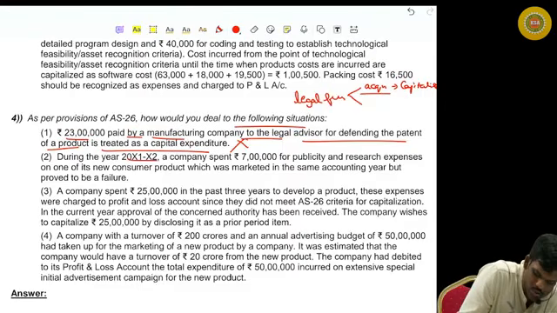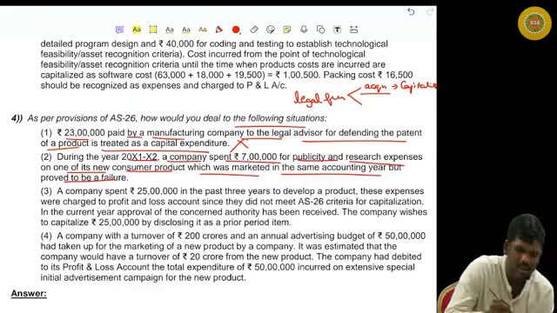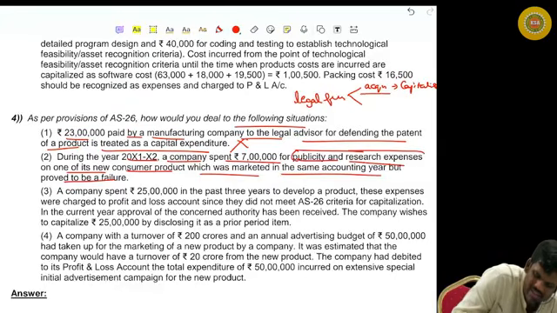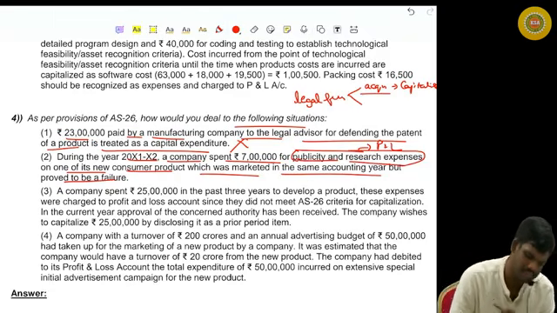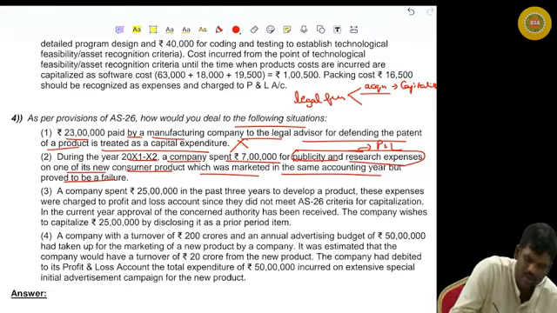During the year 20X1 to X2, a company spent 7 lakhs for publicity and research expenses on one of its new consumer products, which was marketed in the same accounting year but proved to be a failure. Simple. When you read the words publicity and research expense itself, you should know it should be charged to P&L.